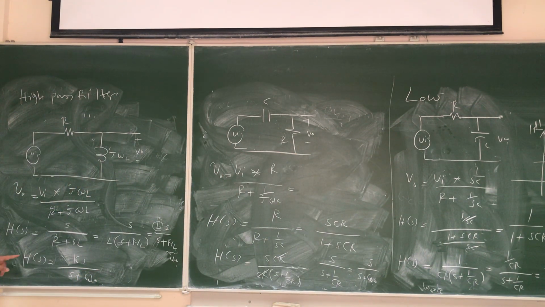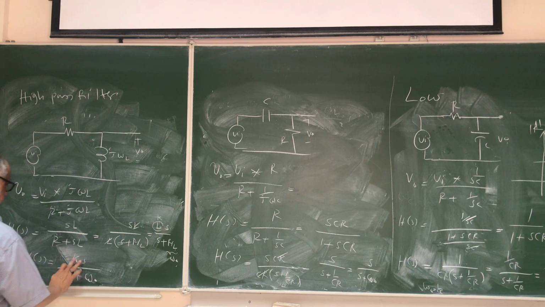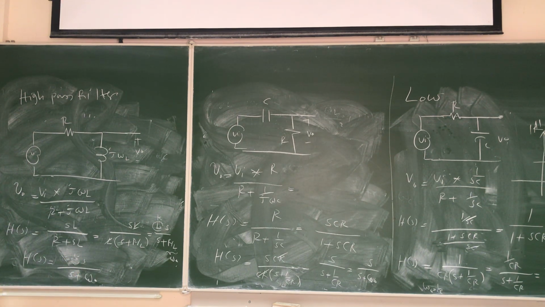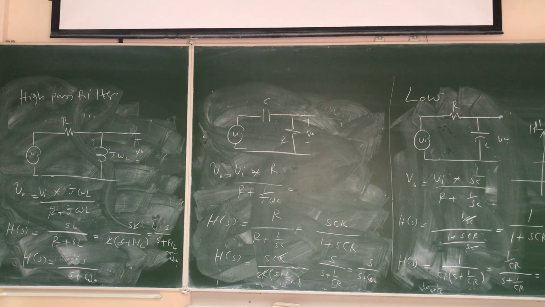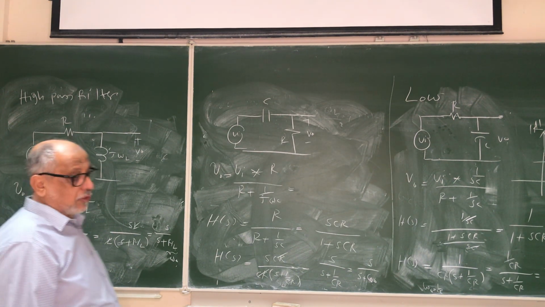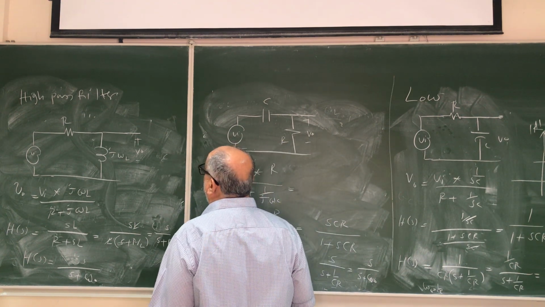So we have S L here. Oh, sorry, this is S L. So this is L, but this will cancel. That's why. This will cancel. So this is cancelled here. So it is S over S plus omega naught. So this is for the high pass filter, sorry.